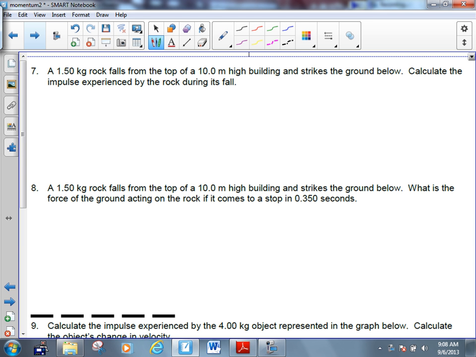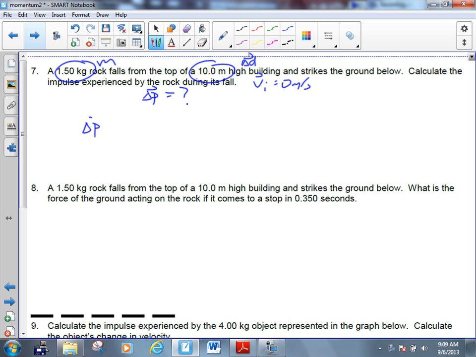All right, finally, let's take a look at number 7. It says a 1.5 kilogram rock falls from the top of a 10-meter high building and strikes the ground below. What's the impulse experienced by the rock during its fall? We're going to use a displacement, delta D. It should say that it falls from rest, where VI would be 0 meters per second. It's not real clear in this question that that's the case, but that's what it was meant to be. We're going to find the impulse experienced during its fall.